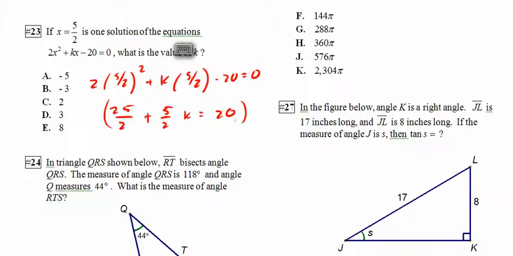Multiply everything by 2. 25 plus 5/2 k equals 40. Subtract 25, I get 15. K equals, multiplied by the reciprocal, 6. So it looks like I did it wrong.